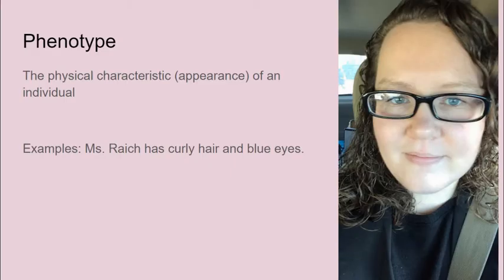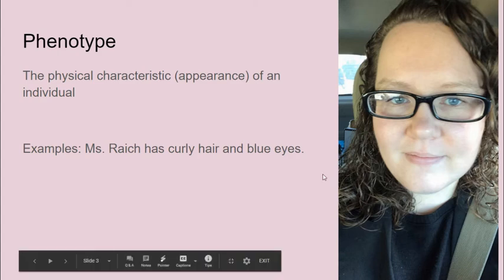Now, phenotypes. Phenotypes are the physical characteristic or an appearance of an individual. So whether you have blue eyes versus whether you have brown eyes. Example, Miss Reich has curly hair and blue eyes. I do in fact have curly hair, as we can see in this picture, and I have blue eyes. So those are my phenotypes.